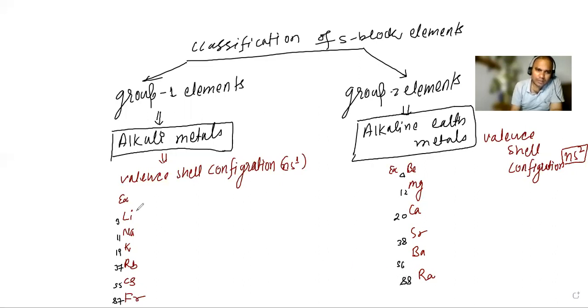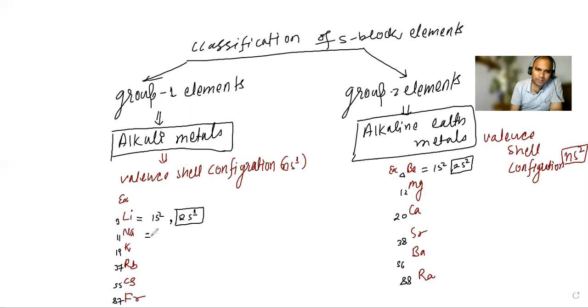Now do the configuration. It is 1s2, 2s1. So you can see the valence shell configuration is s1, right? Here this is 1s2, and here it is going to be 2s2. So the valence shell configuration is 2s2.